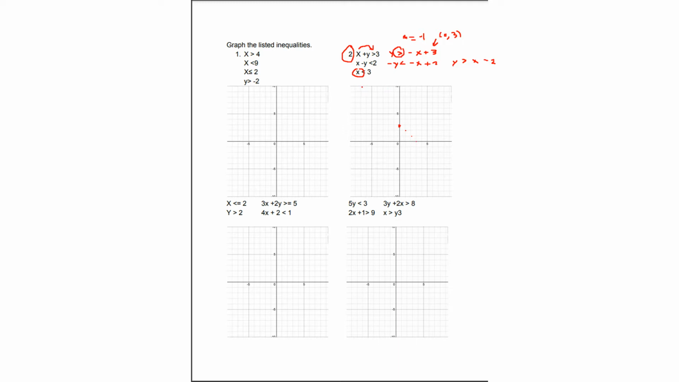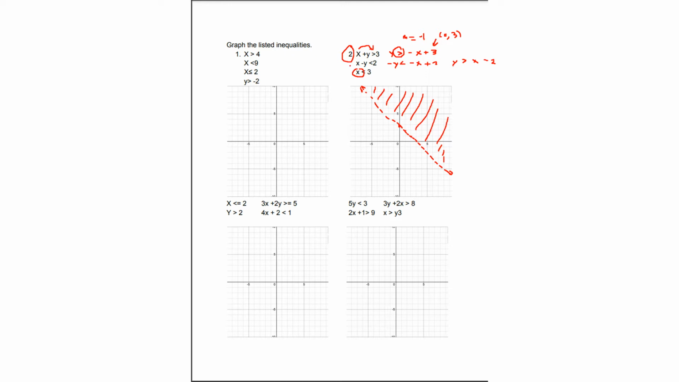Right? So dashed line right here. And since it's greater than, you shade everything above, because these are all the points that are greater than this line, this value.